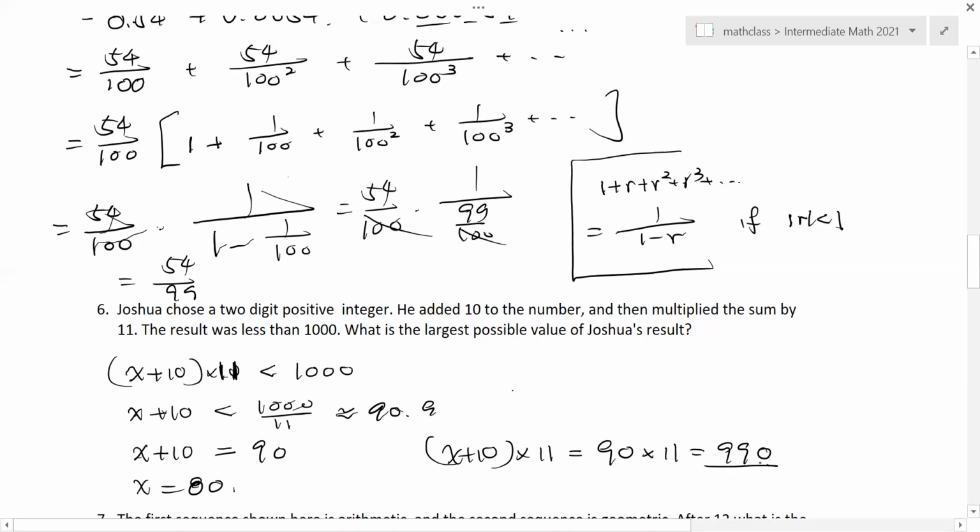So for this problem, you just need to translate the statement into the inequality, solve this inequality, and choose the largest possible value for x. Then you can answer the question.